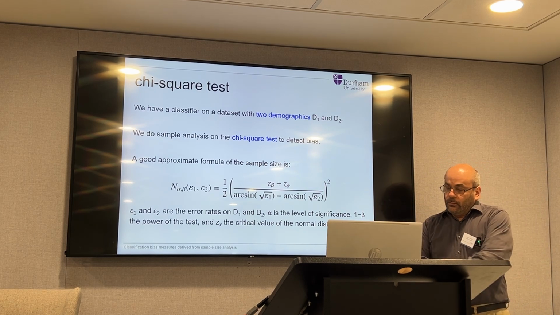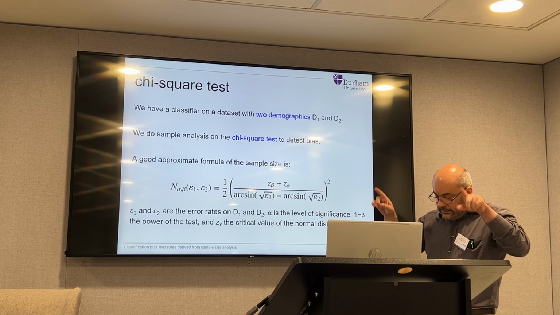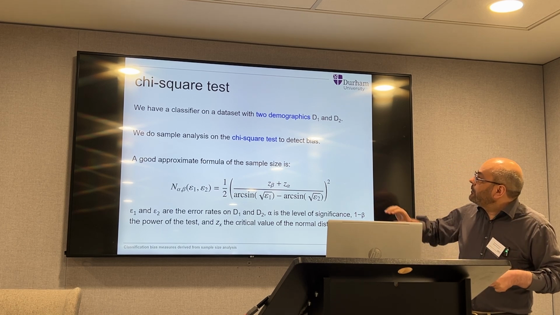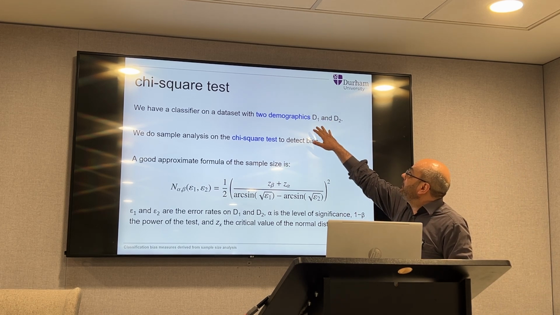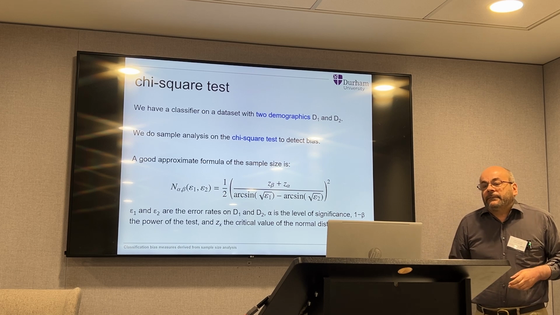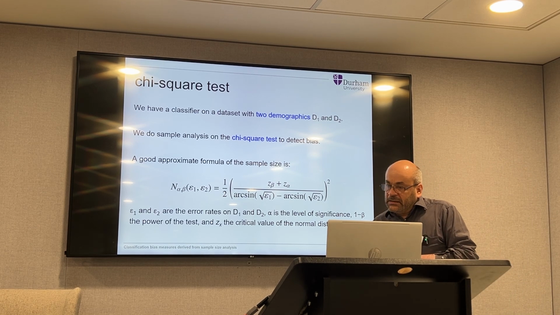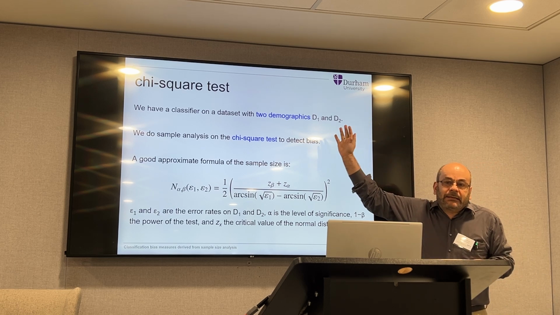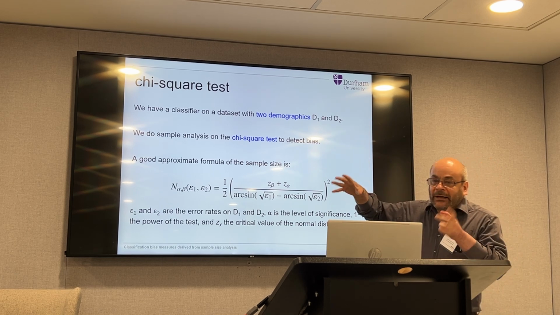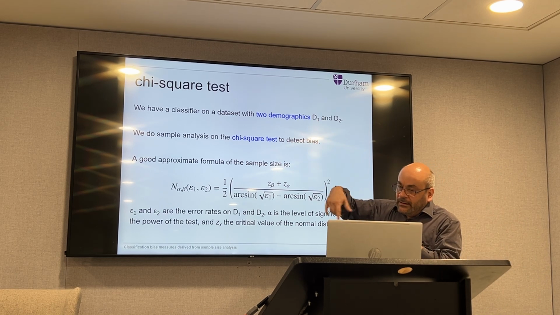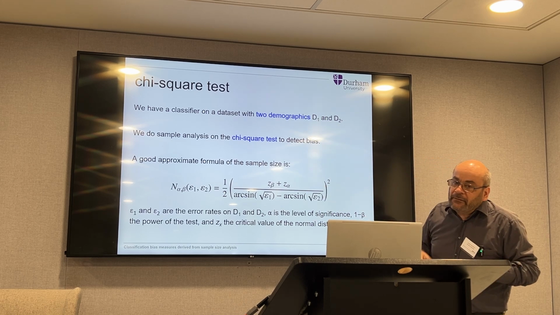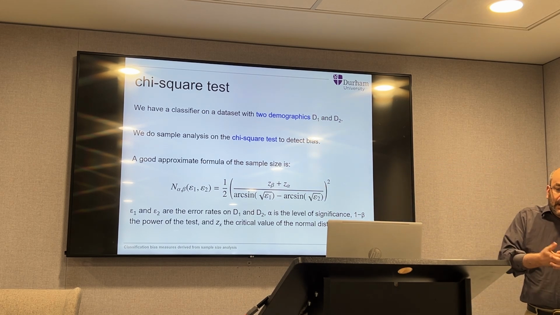If you think of the contingency table, in one dimension we have D1 and D2. On the other, we have correct classification or wrong classification. You can think of it as a binary classification if you want, but then you might get a little bit confused between the classification and the two demographics, or you can think of basically any type of classification.